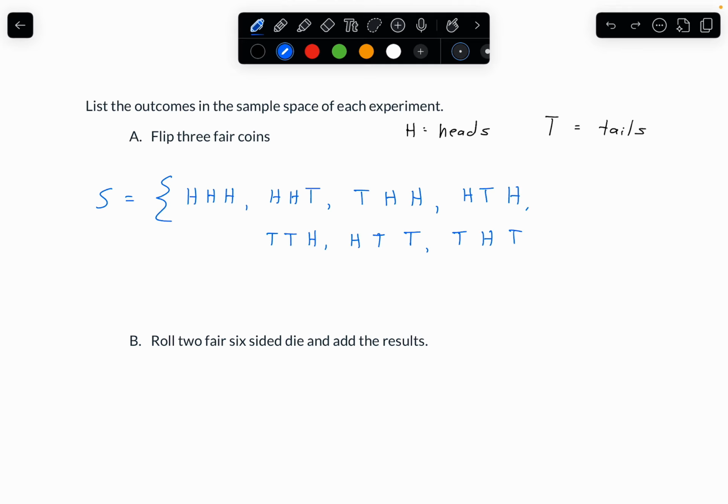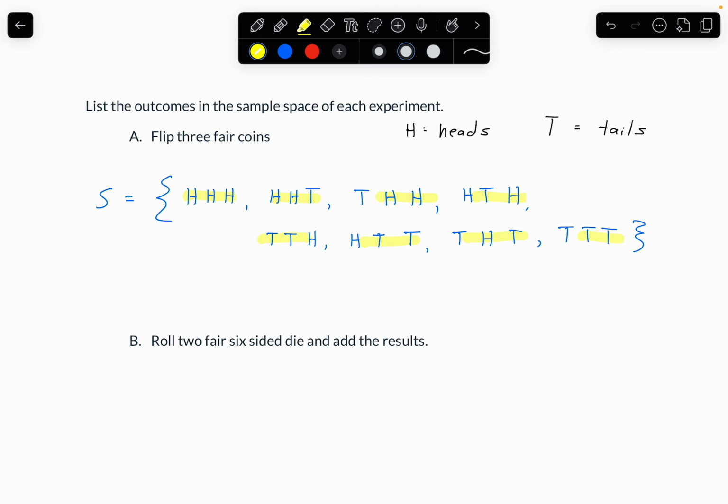So we've done 3 heads, we've done 2 heads, we've done 1 heads. The only other outcome that we haven't talked about is if we have 0 heads, or no heads. And the only way that that can occur is if I have tails, tails, tails. And that should be all of our different outcomes here. So in total, if I count these up, I have 1, 2, 3, 4, 5, 6, 7, 8 different outcomes to this experiment.